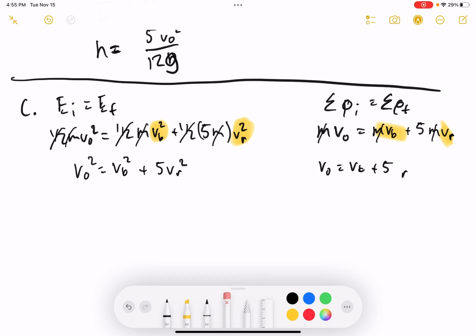Now I am going to solve for vb over here, and then I'll end up plugging that in over here. So I'm going to get rid of the velocity of the block, and then I can actually solve for the velocity of the ramp. So I'll have v naught minus vb equals 5vr.